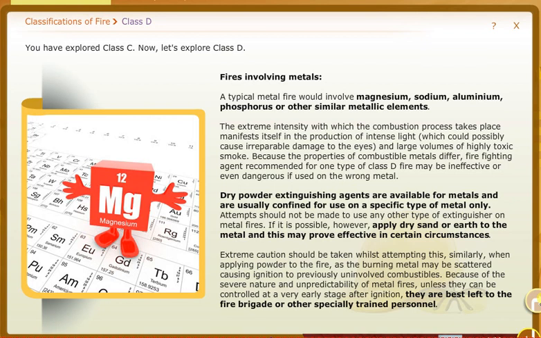Extreme caution should be taken whilst attempting this. Similarly, take care when applying powder to the fire, as the burning metal may be scattered, causing ignition to previously uninvolved combustibles. Because of the severe nature and unpredictability of metal fires, unless they can be controlled at a very early stage after ignition, they are best left to the fire brigade or other specially trained personnel.